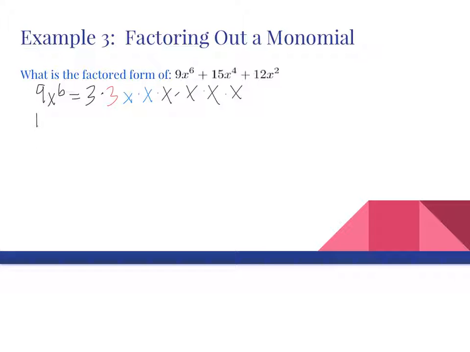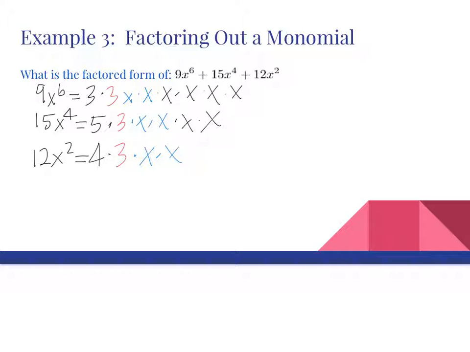And 15x to the 4th will give me 5 times 3 times x times x times x and times x. I think you see where this is going. And then 12x squared equals 4 times 3 times x, giving us the GCF of 3x times x, or 3x squared.